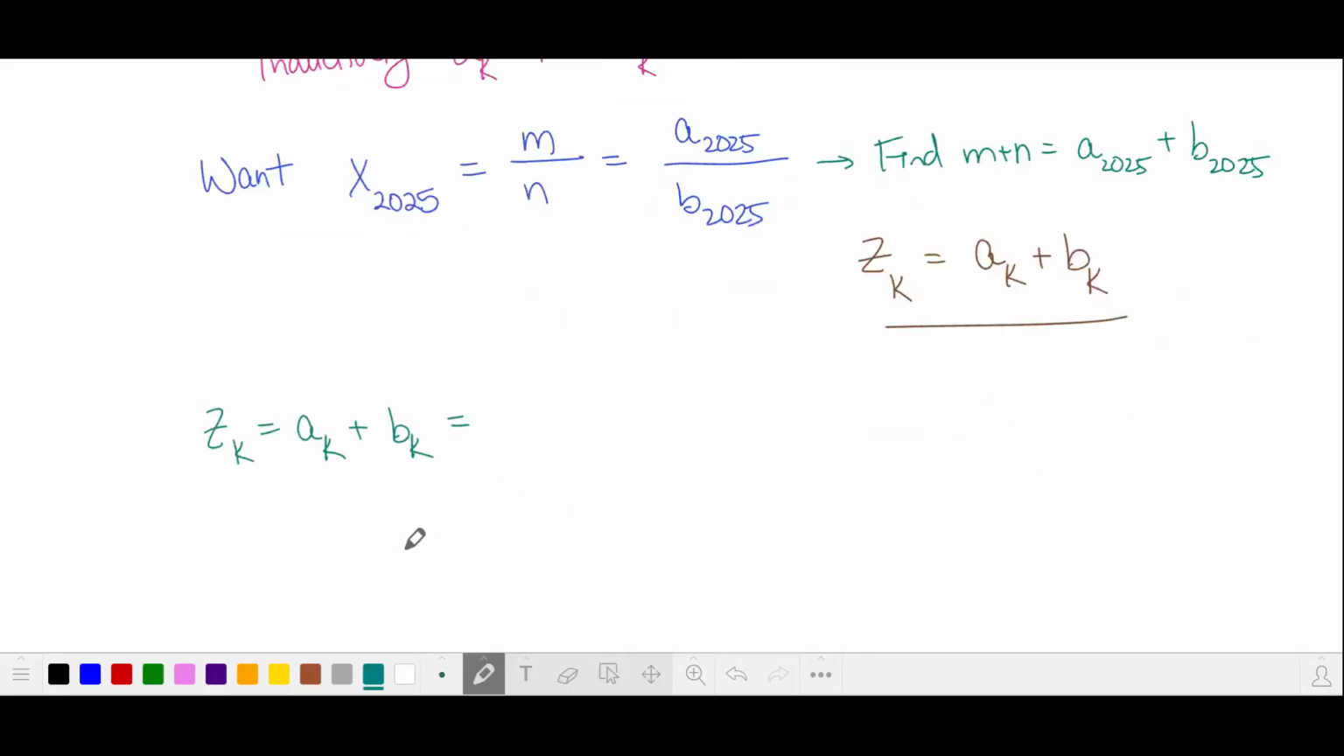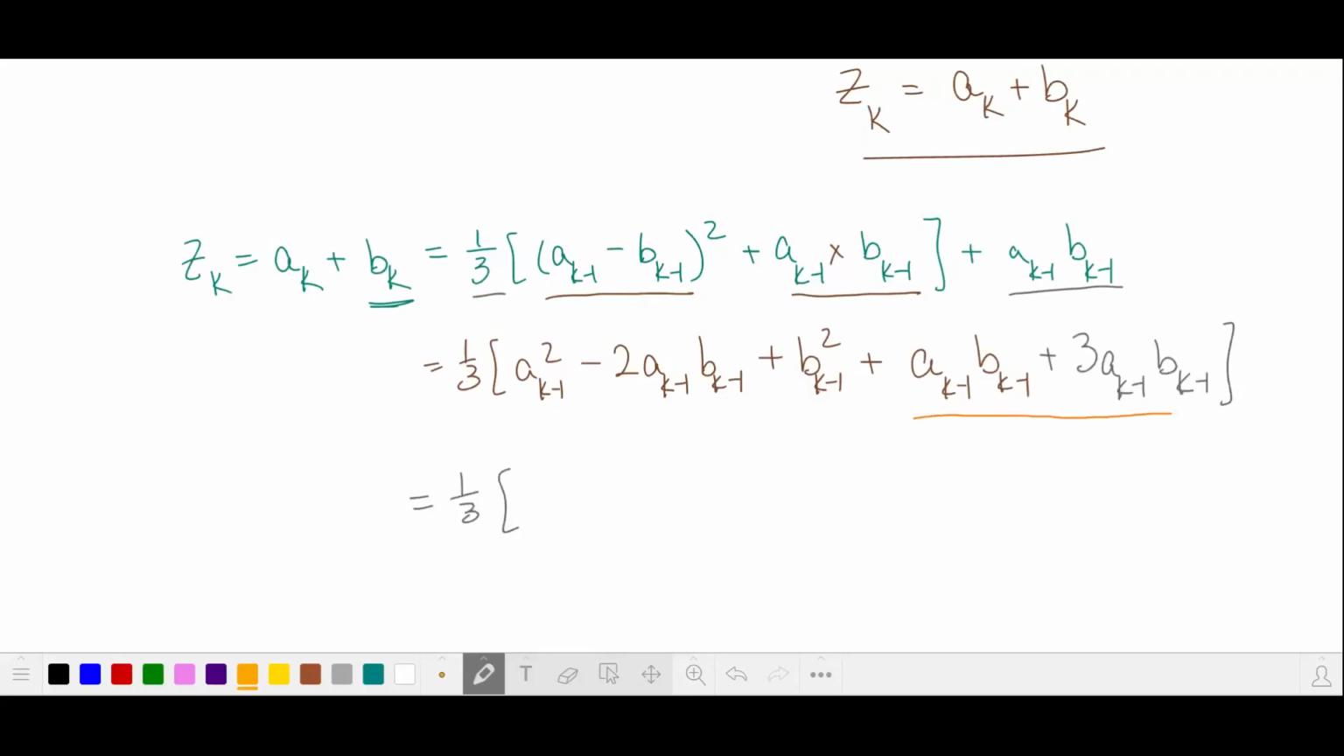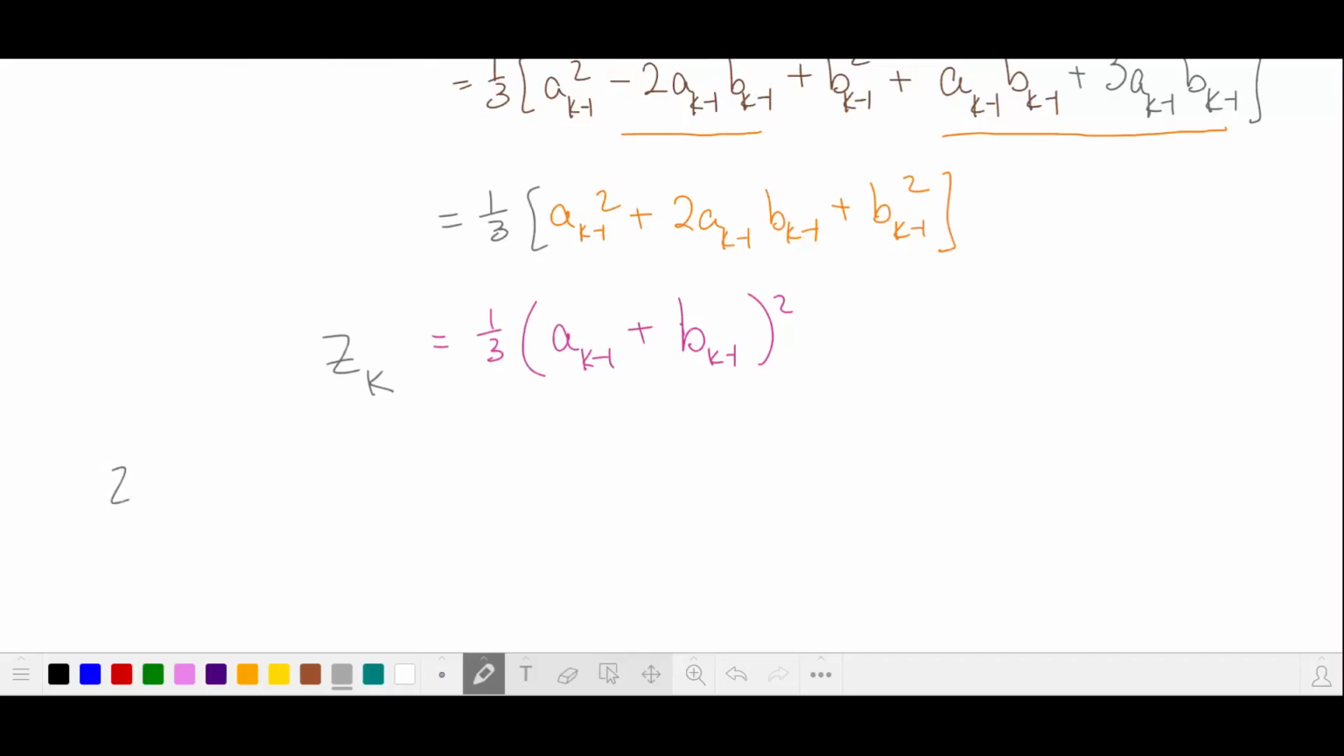Let's plug in our values for the reduced numerator and denominator. The original numerator will be divided by 3, and this is our expression, and we'll add the denominator to that. We'll expand this binomial, keep this the same, and we'll take this last term and multiply it by 3 and stick it inside these parentheses. We have 4 times the product of a and b here, and then minus 2. So that leaves us with positive 2. And this is the square of the binomial a sub k minus 1 plus b sub k minus 1. And recall that z is equal to a plus b, so we'll substitute that here. And this is our expression for z sub k in terms of the previous z.